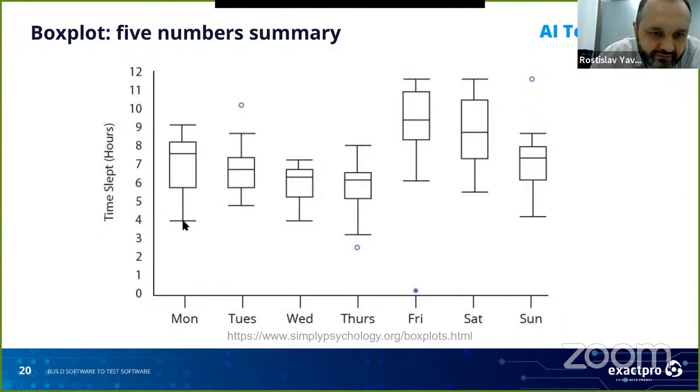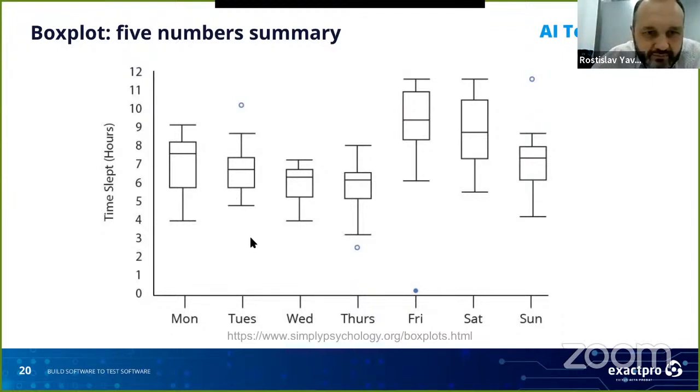So there is a minimum value. There is a person in your office who slept just 4 hours, but there is another lucky guy who had like 9. But you see the median value is something like 7.7, and the third quartile is around 8. The first quartile is around 6. So you see half of your friends and colleagues sleep between 6 and 8 hours, but there are some minimum and maximum values.